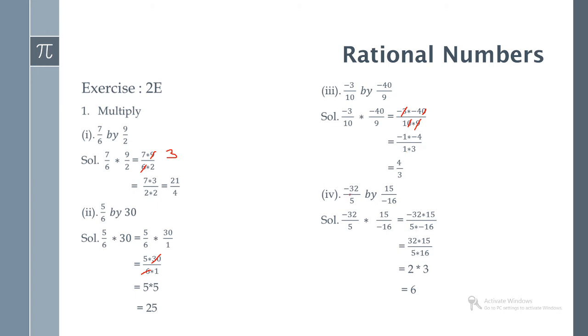Next, minus 32 by 5 by 15 by minus 16. So minus 32 into 15 by 5 into minus 16. So here first, minus and minus get cancelled. After that, 32 into 15 by 5 into 16. So 5 ones are 5, 5 threes are 15, first 3. After that, 16 ones are 16 and 16 twos are 32. So 2 into 3 is equal to 6.